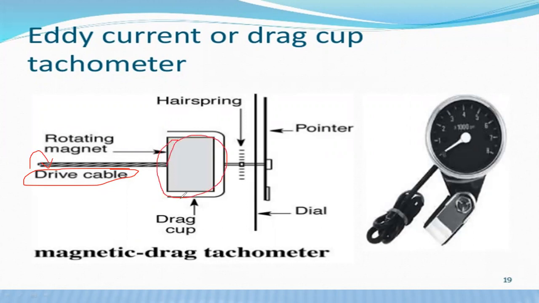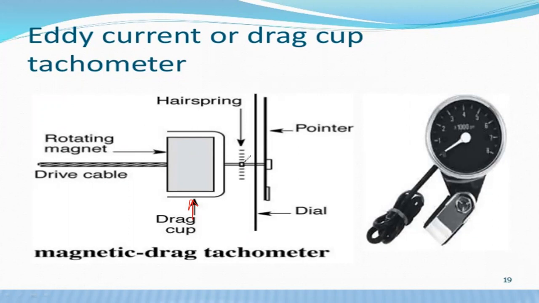The magnet also rotates. In that magnet, we can place the drag cup. The drag cup is placed behind the rotating magnet. Automatically, whenever the shaft rotates, the driving cable also rotates, and the magnet generates the EMF, meaning electromagnetic force is generated, and the drag cup is activated.